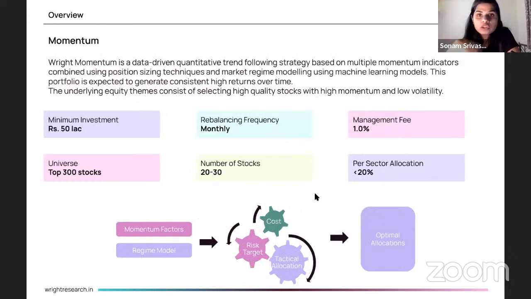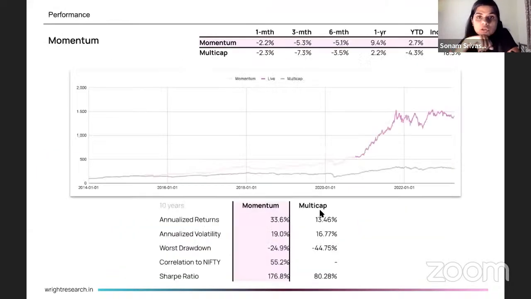So this one we rebalance on a monthly basis. It will have 20 to 30 stocks. You will have the top 500 stocks in this portfolio. No sector will have more than 20% allocation. No single stock will have more than 10 to 12% allocation. And this portfolio is very well diversified. It has been running live on Smallcase for the last more than 2.5 years, and in those 2.5 years, it has given up to 40% CAGR, which is quite exceptional.